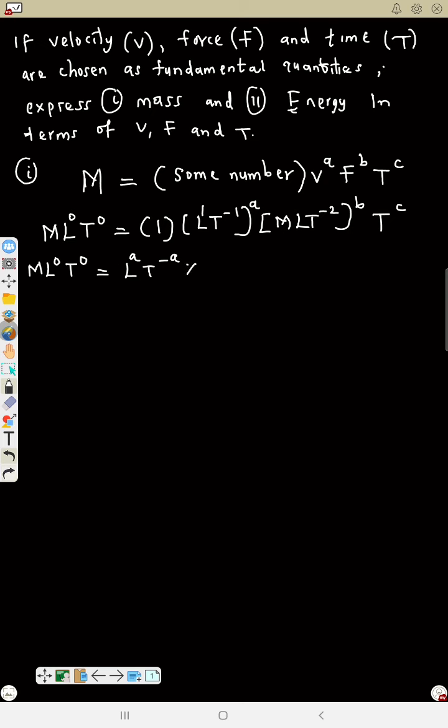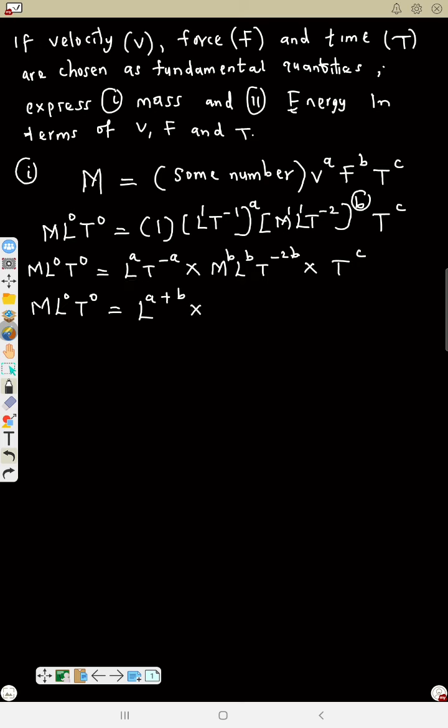Then times M raised to power b, L raised to power b, T raised to power minus 2b. Now we have fed all the powers inside. We will multiply, then times T raised to power c. Now if you equate all the powers, M L raised to power 0, T raised to power 0, I have L raised to power a times L raised to power b. In indices, it will be L raised to power a plus b. Combine these two L using the law of indices.